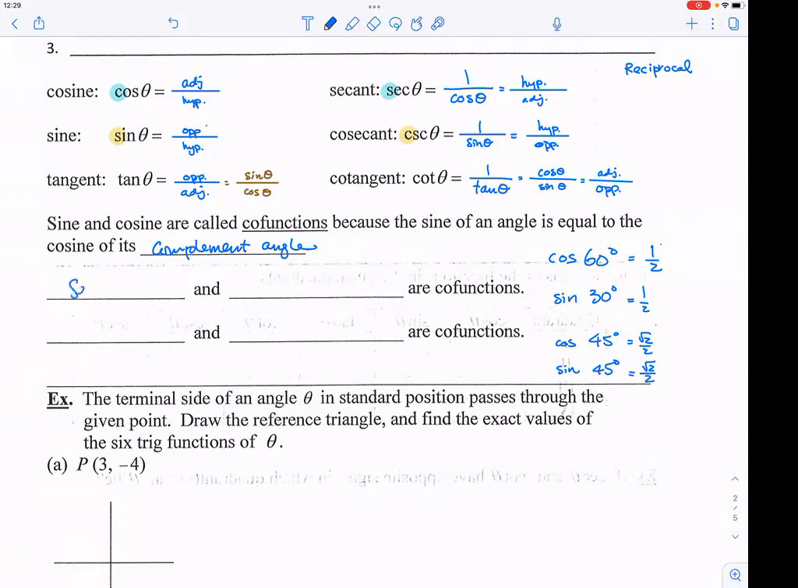So with that said, secant and what function are cofunctions? Secant and cosecant. They're cofunctions. Tangent and cotangent.